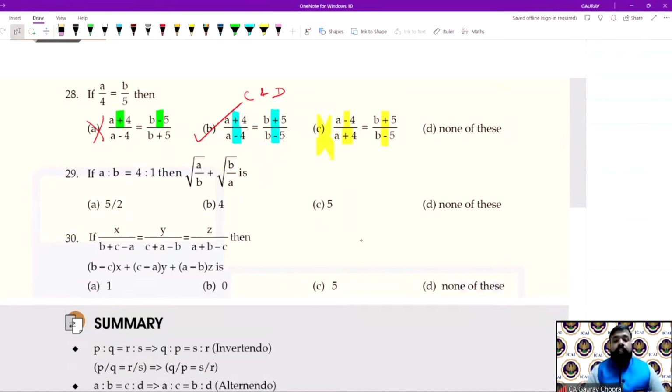Then 29. In 29, A ratio B is 4:1, and find out the value of root of A by B plus root of B by A. So substitute the value and get the result. In place of A, we can put 4, in place of B, 1. So root 4 is 2 plus root 1 by 4 is half. On adding, we get simply 5 by 2. Option number A.